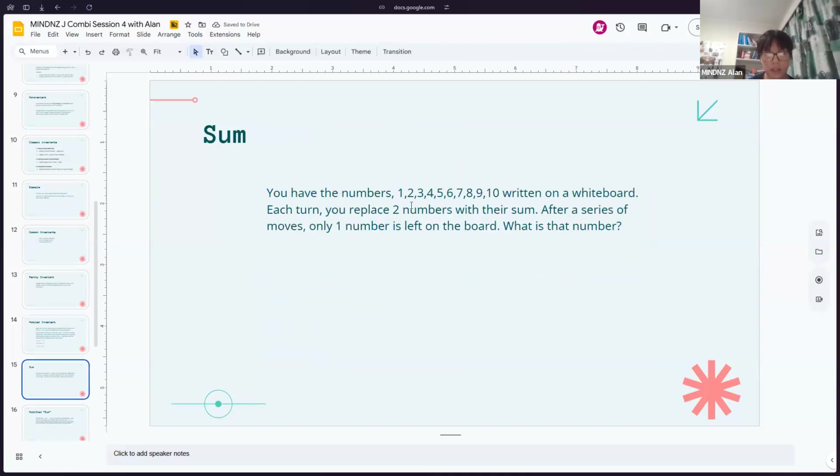So this is a sum invariant. We have the numbers 1 through 10 written on a whiteboard. Each turn you replace 2 numbers with their sum. After a series of moves, only 1 number is left on the whiteboard. What is that number?